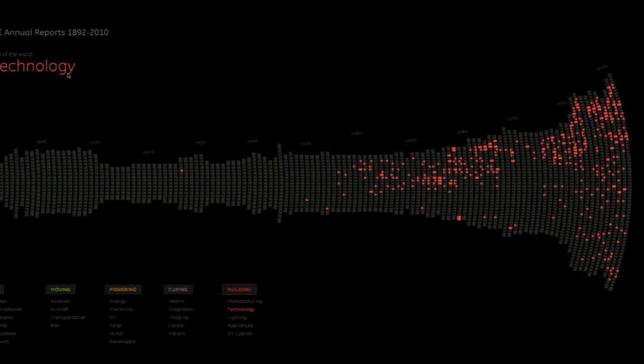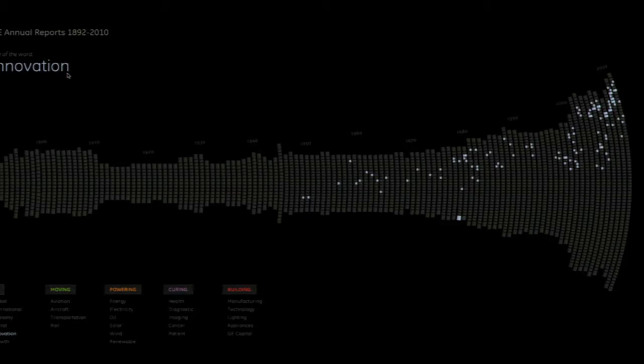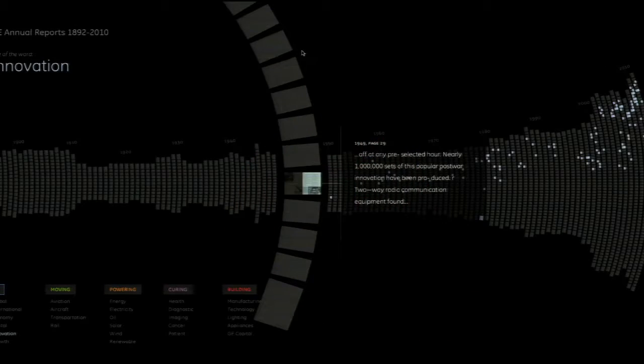Or you see something like technology. Technology is a term that shows up in the late 50s, more so in the early 60s, and innovation follows along with that. Technology really came along with the transition to digital, or the introduction of digital and the transistor and so on. For each of these highlighted word uses, it'll bring up a little blurb of text. Here they're talking about their first transistor radio, saying, hey, we've sold 1,000,000 transistor radios of this popular post-war innovation.